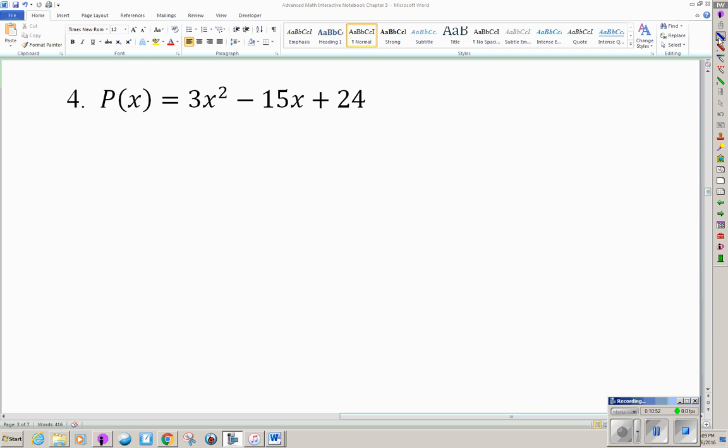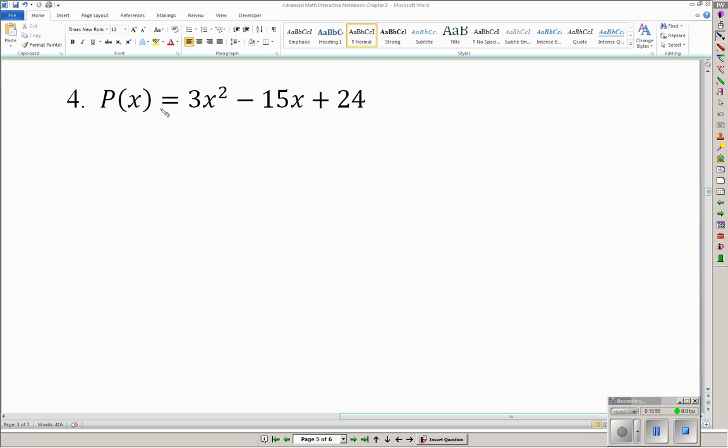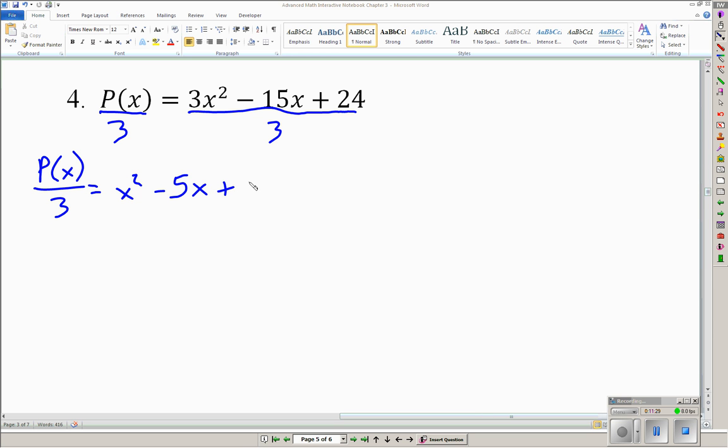Here's another one. What if we have a 3x squared minus 15x plus 24, and a is 3? We'll start by dividing both sides by 3. That gives you p of x over 3 equals 3x squared divided by 3 is x squared. Negative 15x divided by 3 is negative 5x. And 24 divided by 3 is 8.